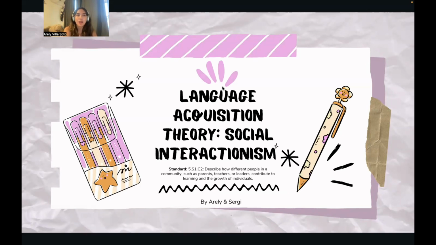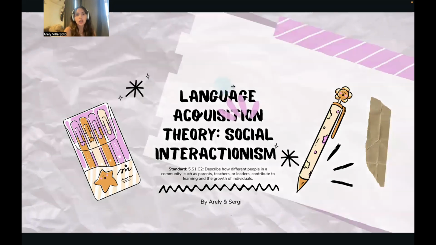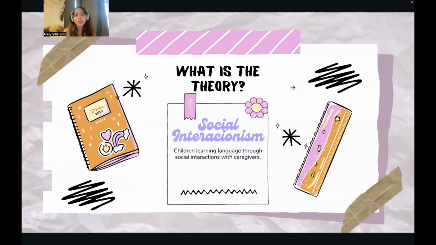Hello, I'm Aurelie, and this is my part of the presentation with Sergey on language acquisition theory, social interactionism. The standard that I will be using is: describe how different people in a community, such as parents, teachers, or leaders, contribute to learning and the growth of individuals. So, what is the theory? Technically, social interactionism is just children learning language through social interaction with caregivers. Kind of self-explanatory, but it's just those social interactions that we have as we grow up.